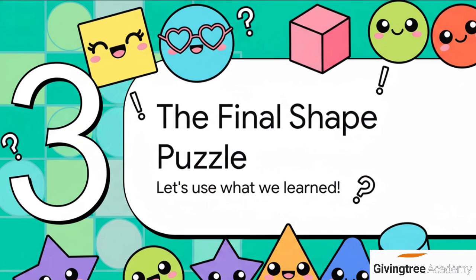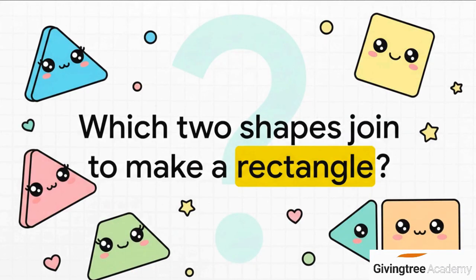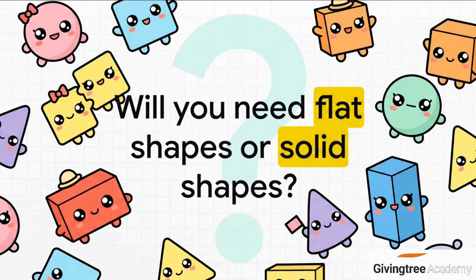So for our last section, let's have a little fun and solve a puzzle using everything we've talked about. Okay, puzzle time. Look at all the different shapes on the screen. Here's the challenge. Which 2 shapes can you put together to make a totally new shape? A rectangle. Before you answer, here's a little hint. A rectangle is a flat shape. So to make it, are you going to need flat shapes or solid shapes?